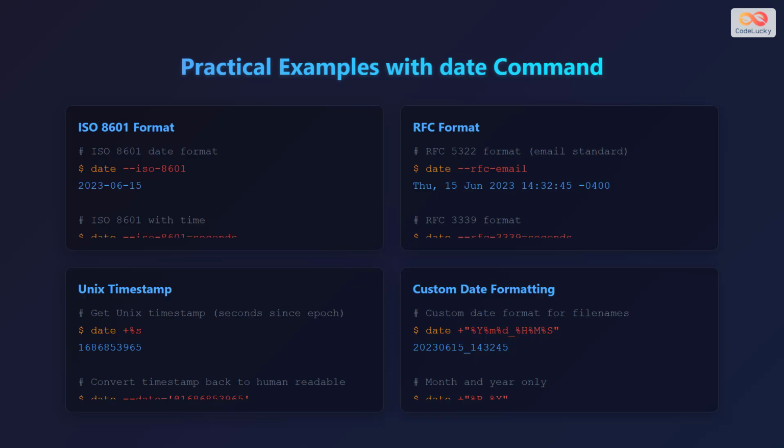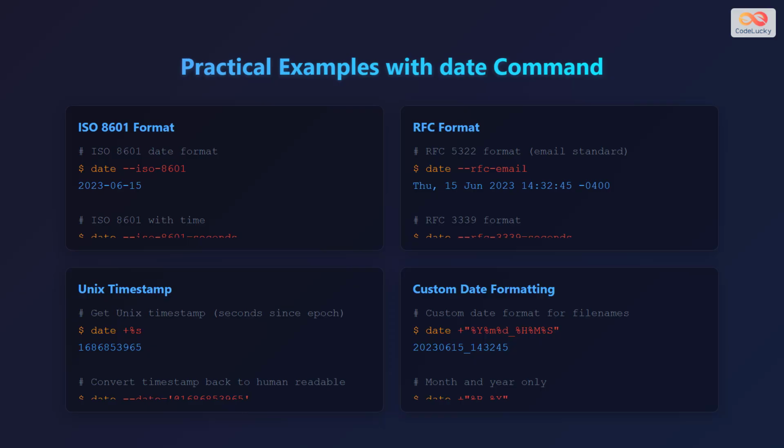Next, to display the date in RFC 5322 format, which is commonly used for email standards, use the command date --rfc-email. This will output the date and time in the format required for email headers. To display the date in RFC 3339 format, use the command date --rfc-3339=seconds. This is another standard format that includes the date, time, and time zone offset.